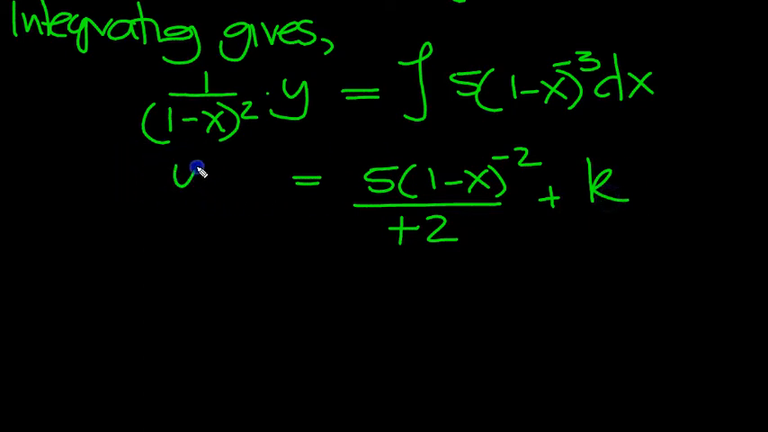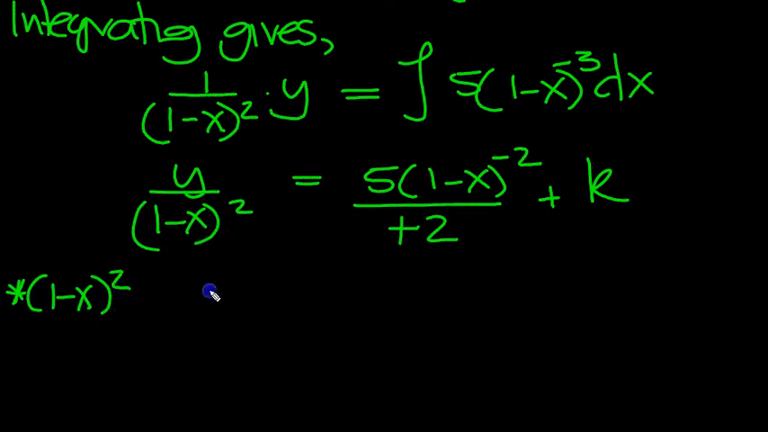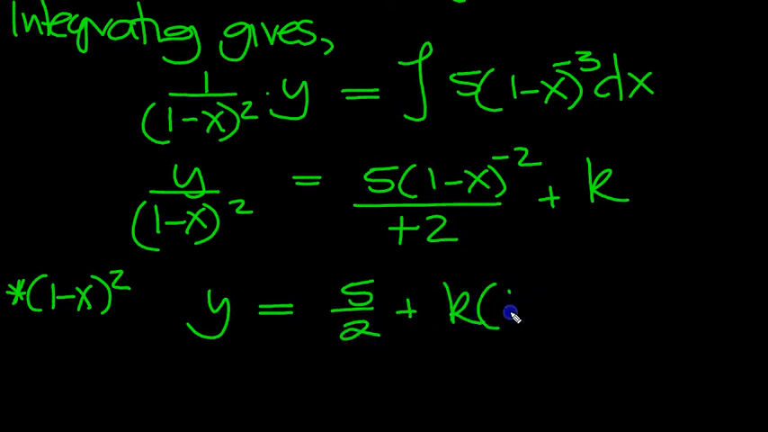So we've got y over 1 minus x bracket squared is equal to that. So I'm going to multiply through now all the way through by 1 minus x bracket squared. Here we'll get a y. And by the same token, we'll just have 5 over 2 here, plus k times 1 minus x bracket, and that would be squared, won't it?